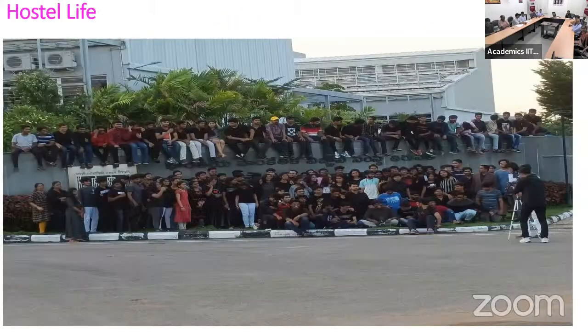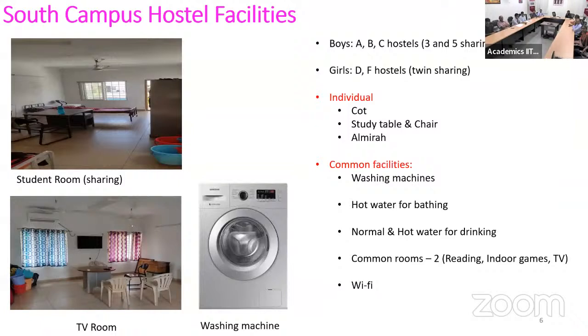So coming to the hostel life, these are the facilities in the hostel block. In the South Campus, we have hostels A, B, C for boys, which are basically for first years, on a 3 and 5 sharing basis, depending upon whether it is a small room or big room. The rooms are very comfortable to share. For girls, we have 2 hostels, D and F, on a twin sharing basis. You will have an individual cot, study table, chair, almirah, all these things. Also some common facilities: washing machines, hot water for bathing, drinking water, and common rooms for reading, indoor games, and watching TV. Wi-Fi is available in the hostels and throughout the campus at various locations.